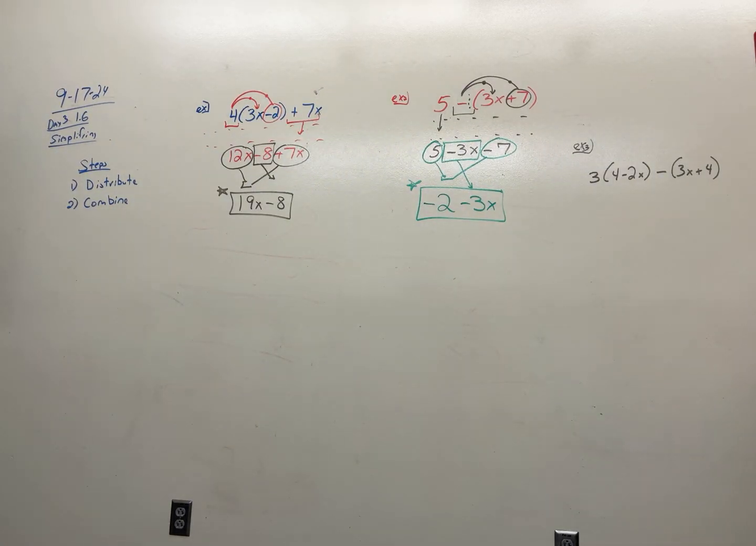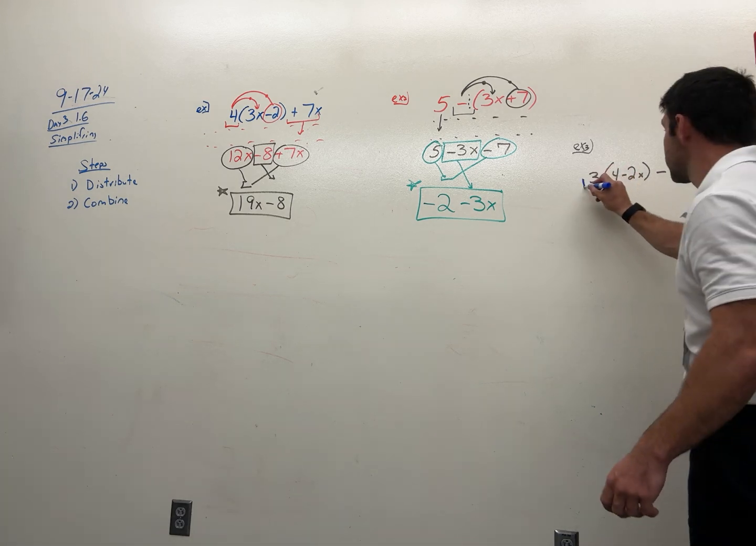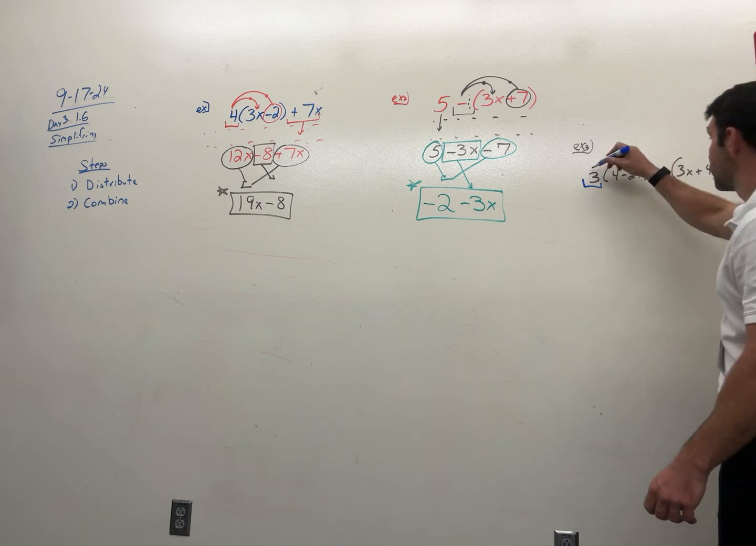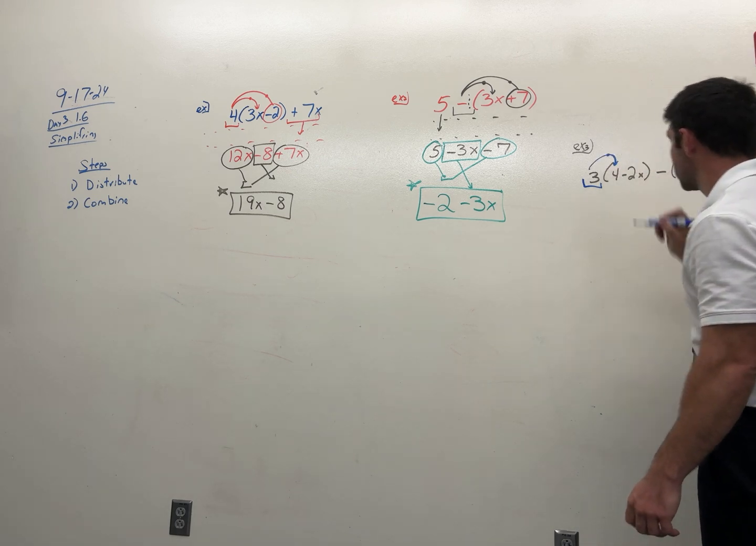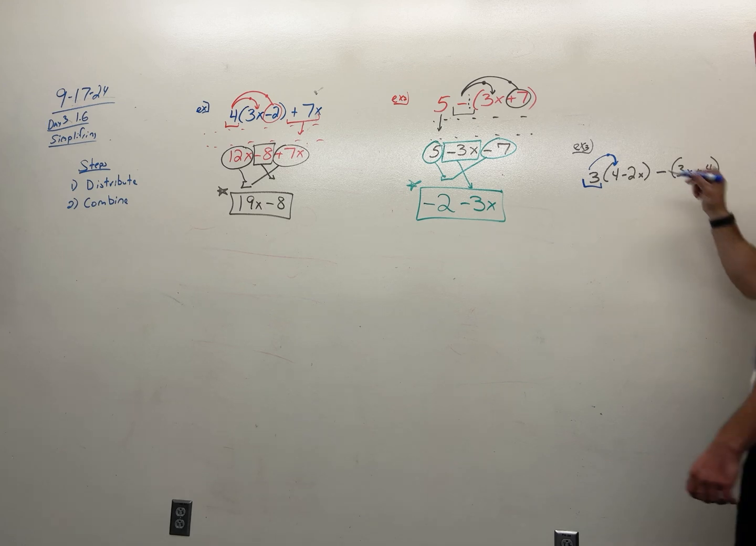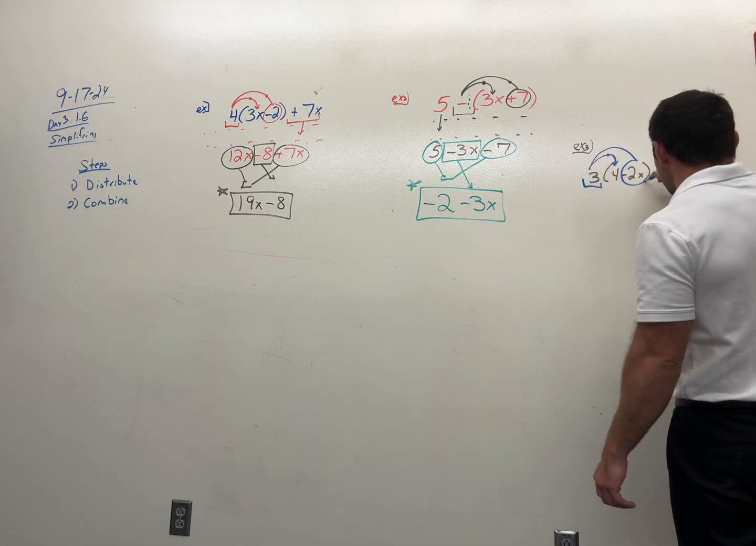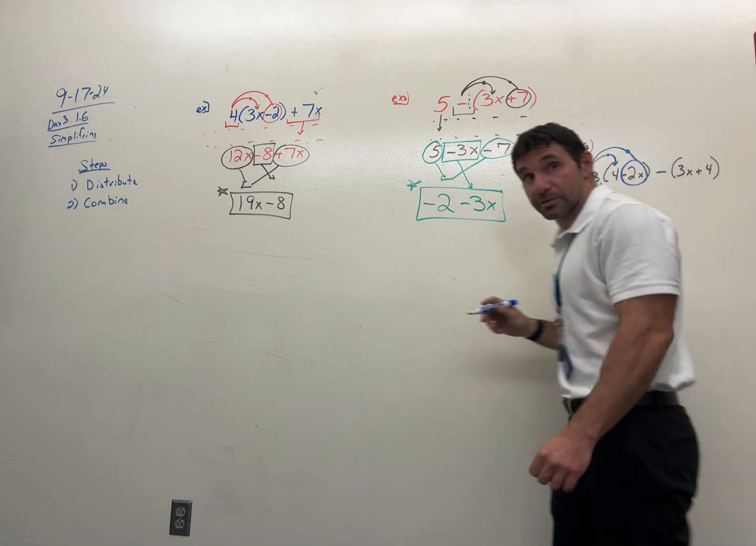Okay. What's step 1? Isaac, what's step 1? Just distribute. What are we distributing? The 3. Okay, let's stop there. We're distributing the 3 to what? To the 4 and the negative 2x. Okay. So let's just do that first.